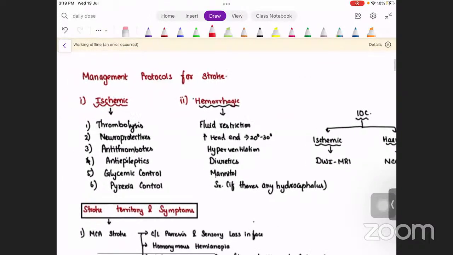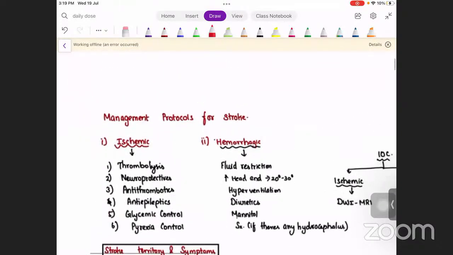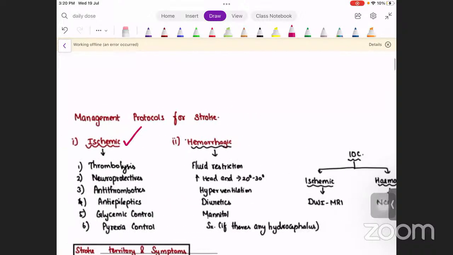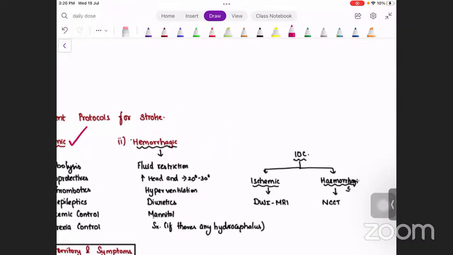You typically do it in the hospital setup whenever the patient comes to you. So this is kind of like a checklist. You have to make sure you are following all of these things. Whenever the patient comes to you with an ischemic or hemorrhagic stroke, first we talk about the ischemic stroke. Okay, the patient is coming to you with an ischemic stroke. You're doing the investigation of choice. The DWI MRI is the investigation of choice for the ischemic, and for the hemorrhagic, NCCT of brain will be the investigation of choice.